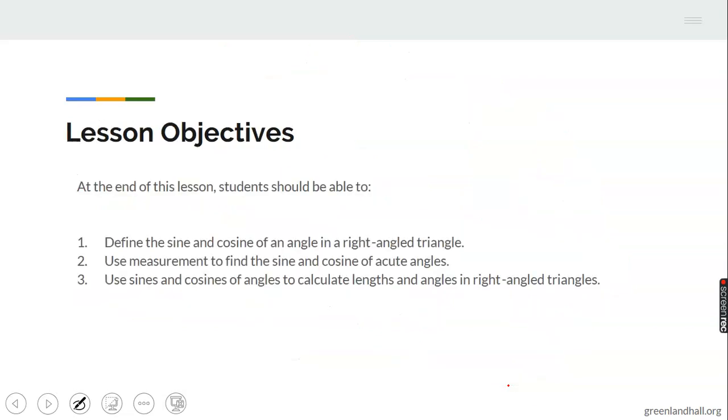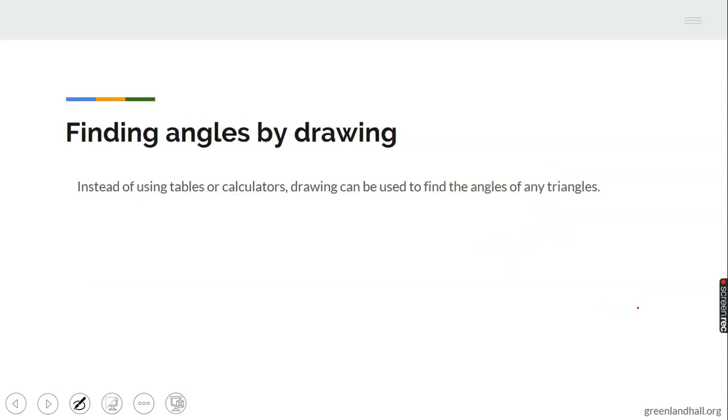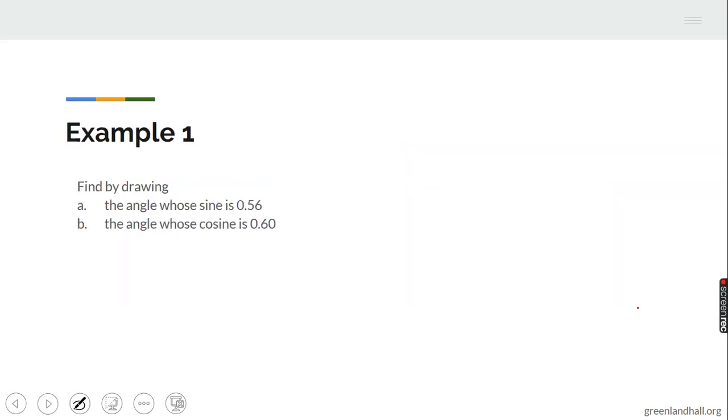Now, in this class, the same lesson objectives as the first class. Define cosine, we've done that in our first class. Use measurement to find angles, and then I think this is what we'll be talking about mostly in this class. Now, finding angles by drawing. So what does this mean? Instead of using tables or calculators, drawing can be used to find the angles of any triangles. Maybe right angle triangle or acute triangle.